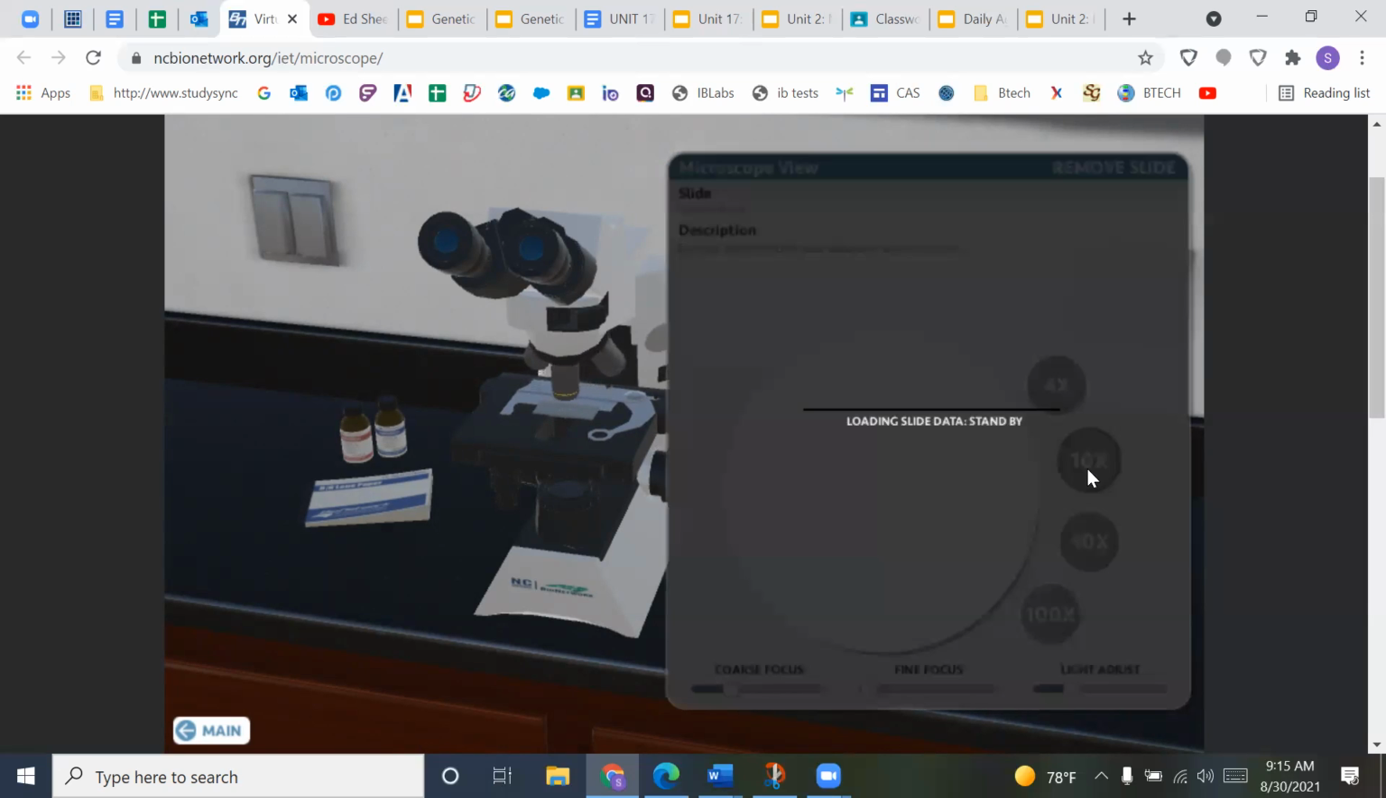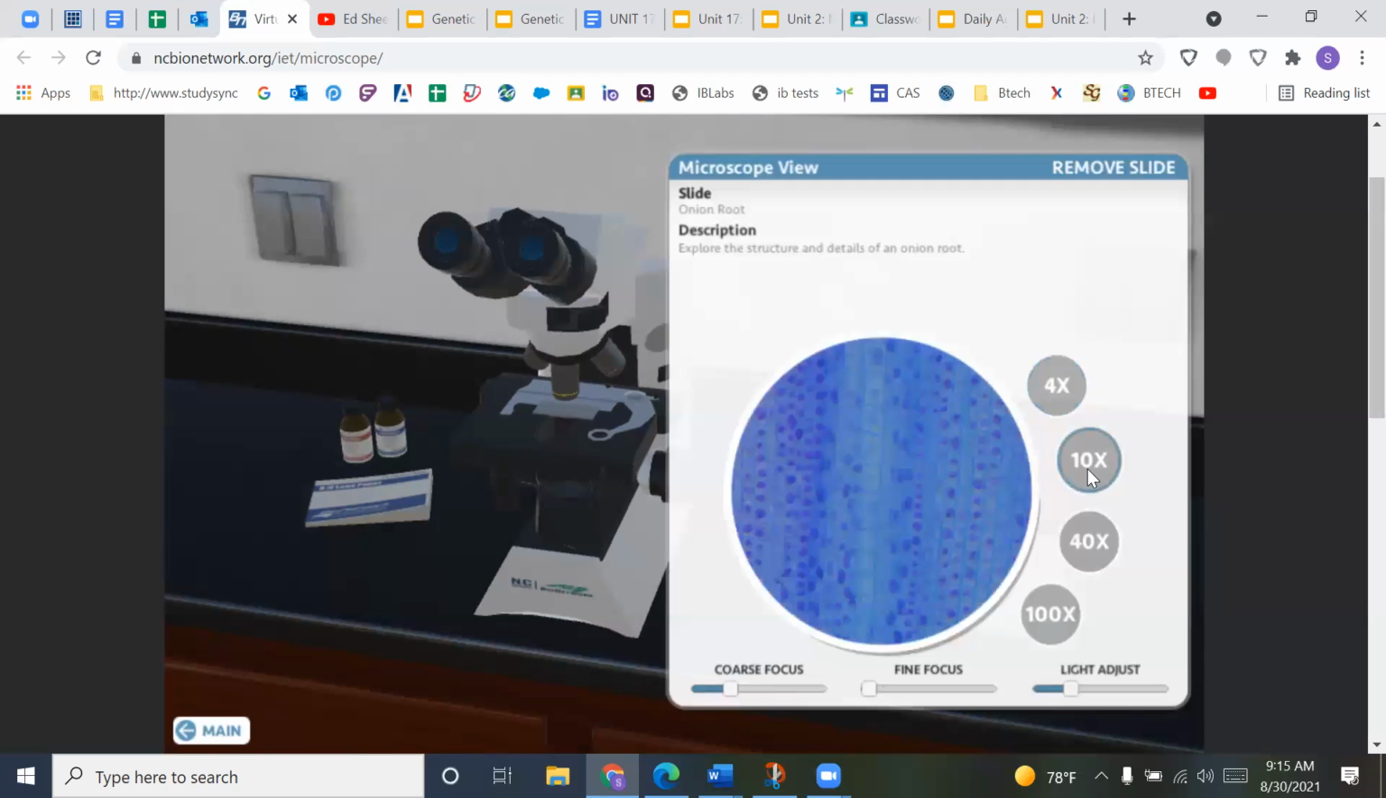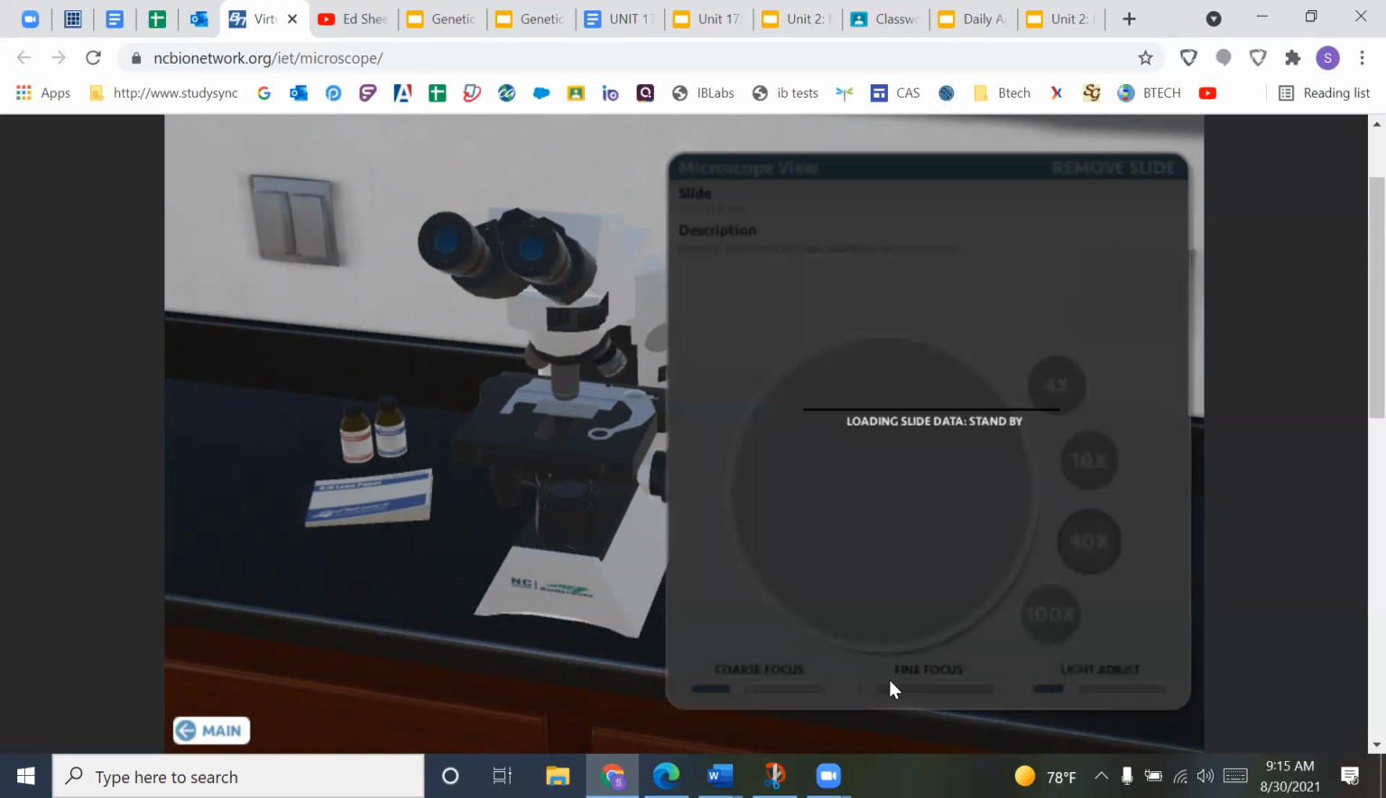You can move it to the 10x. It'll again go back to being blurry a little bit once it loads. And then again, you could use your coarse just a little bit more. What it does basically, it just makes it a lot more focused. And then once you're at wherever you want, it's either 40 is the biggest one or the 100. Then you move to the 40 eventually. Then that's when you use your fine focus.